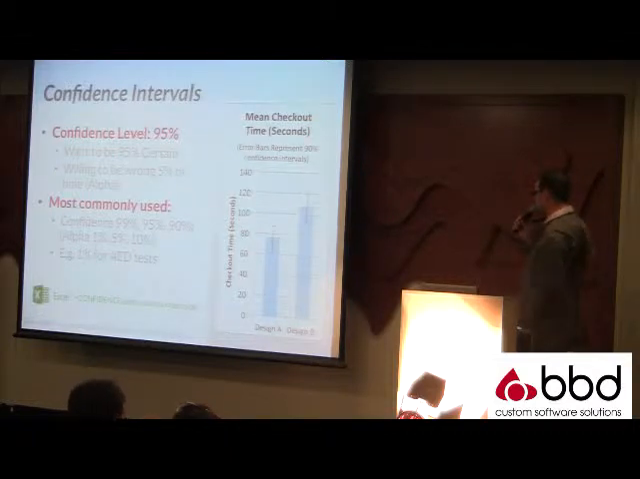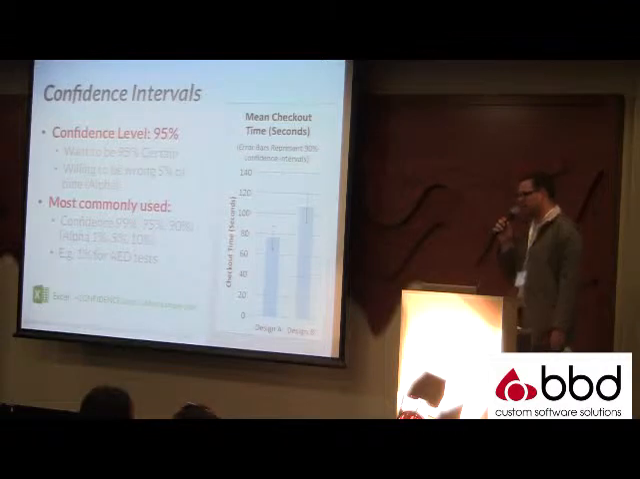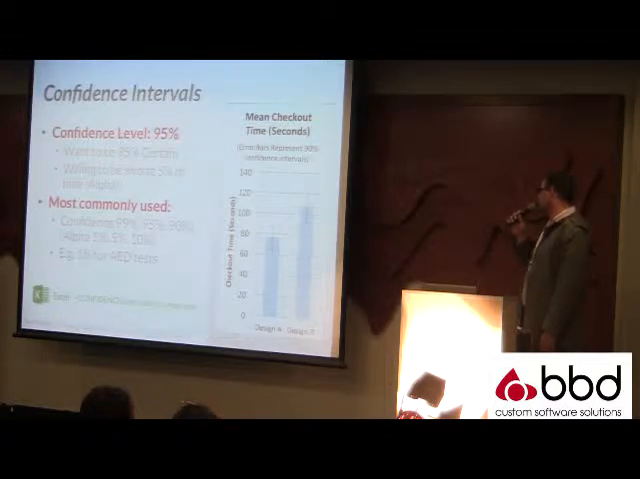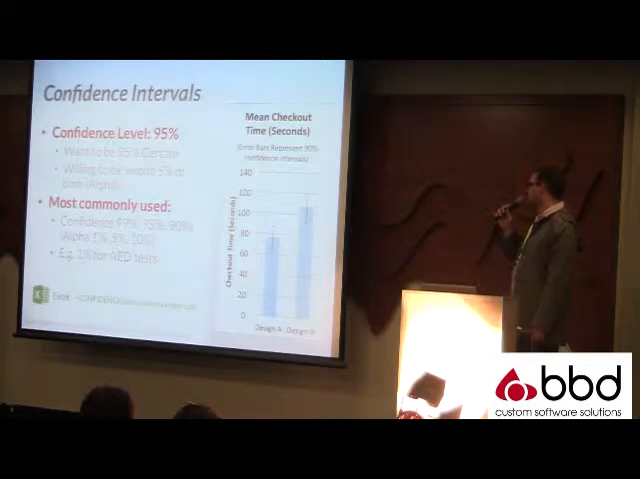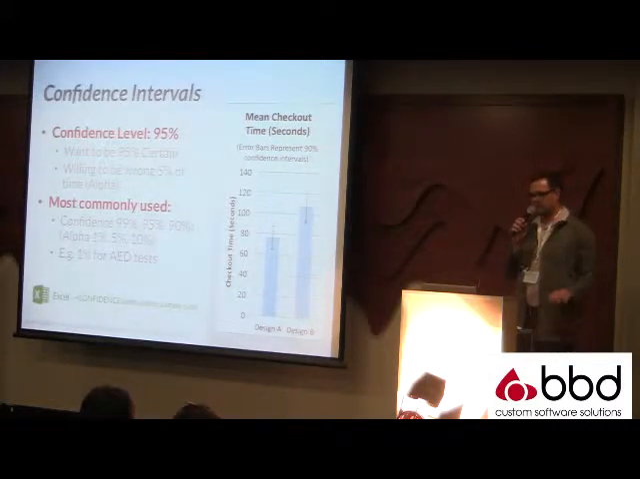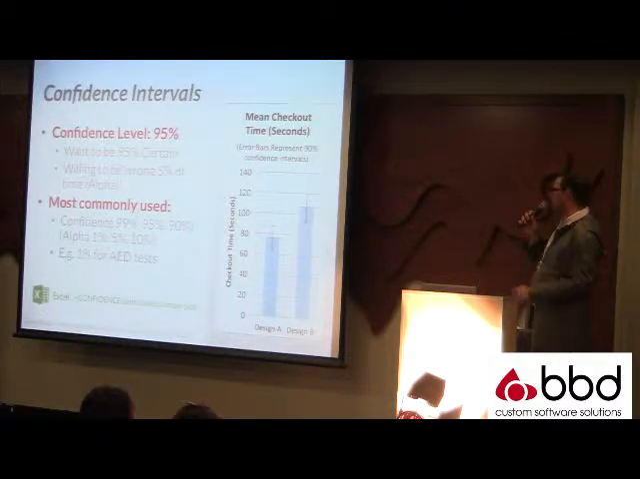So if we look at the example on the right, we've got two designs. It's checkout times that are being measured, the checkout process. You can see design A and design B. Design B is taking slightly longer on the checkout, and those little indicators show the confidence level. In this case, it was a confidence level of 95%, which means we're willing to be 5% wrong. The most commonly used confidence intervals are 99, 95, and 90%.